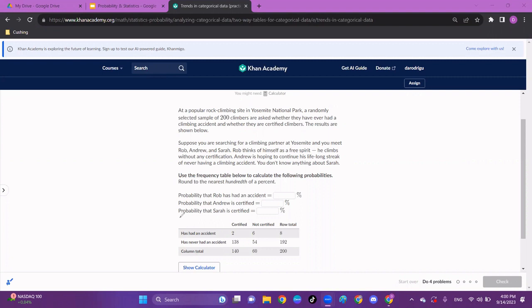Okay, so let's take a look. We have a data table here. And what the data table tells us is that you're either certified or not certified.